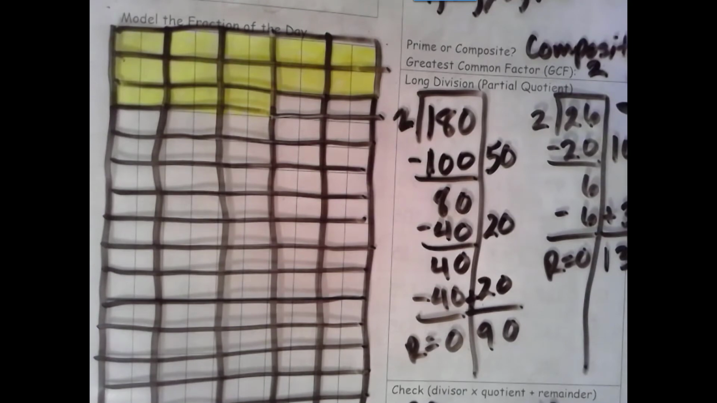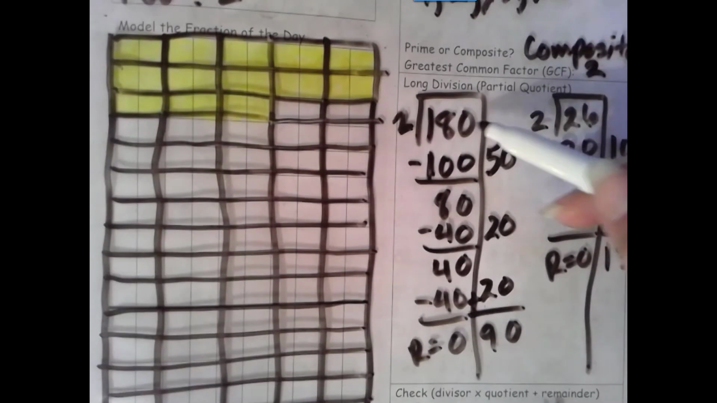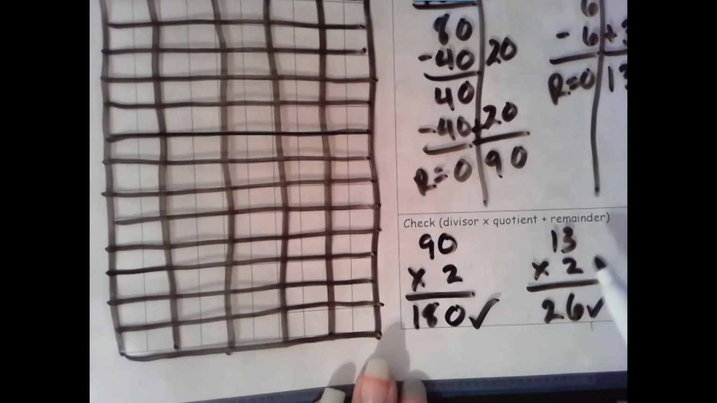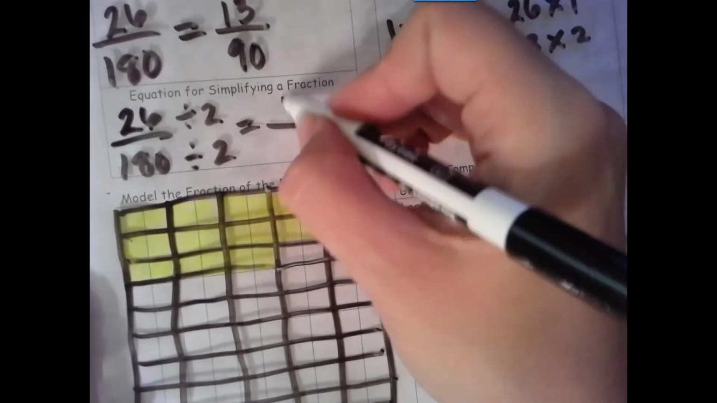26 matches our dividend of 26 here. Check. 180 matches our dividend of 180 here. Check. So our numerator is definitely, I'm sorry, not 23, 13. And our denominator is definitely 90.